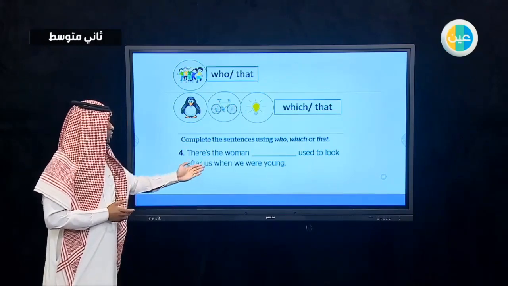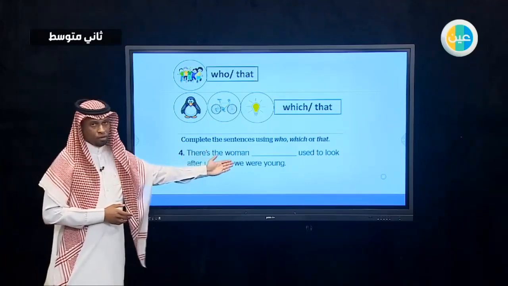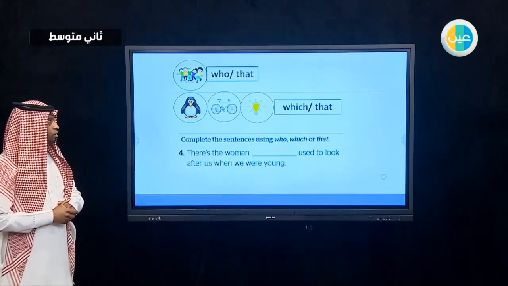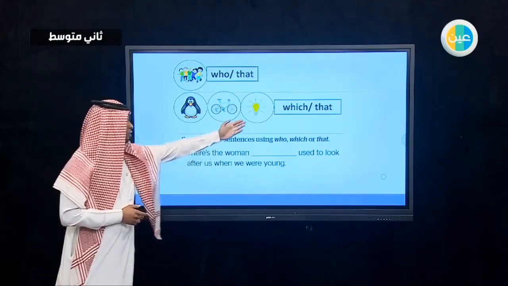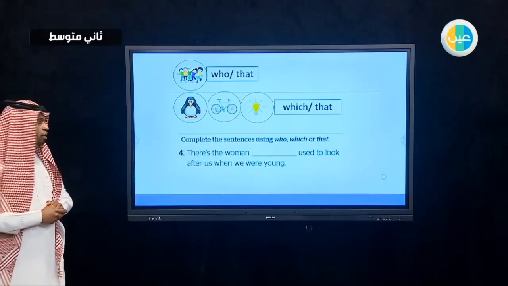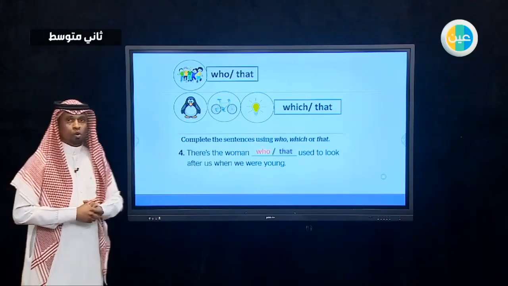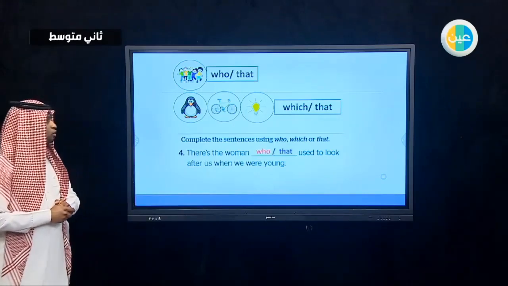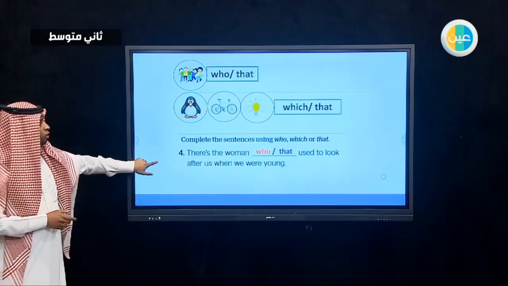Now, the third sentence: there is the woman used to look after us when we were young. What do you think? The woman. Can we say there is the woman which? No. We can say who or that. That used to look after us when we were young.